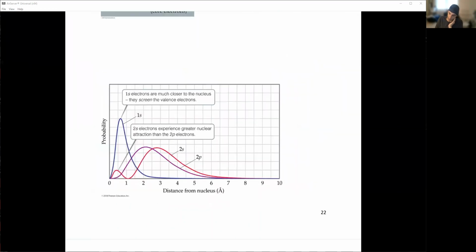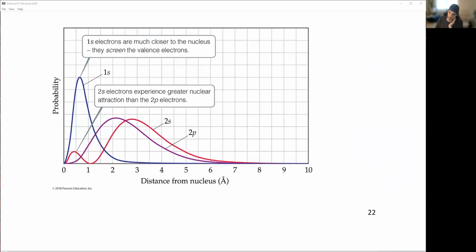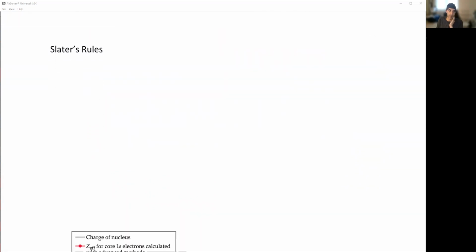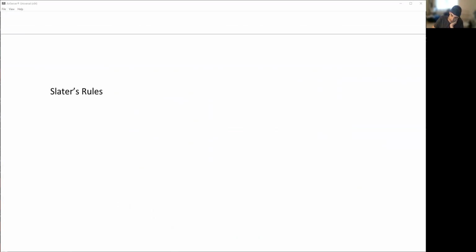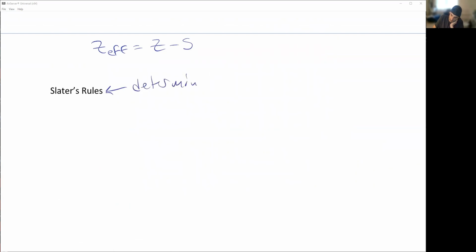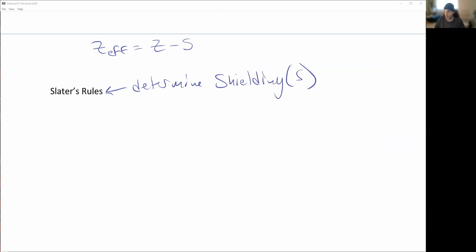Okay, and so with that said, I'm going to simplify it for you, and we're going to take a look at Slater's rules. So Slater's rules, again, let me put down the equation. Z effective is equal to Z minus S. So Slater's rules is going to be a method for us to determine S, or the shielding. Okay, so we're going to use Slater's rules to determine the shielding. So here are the rules for Slater's rules.